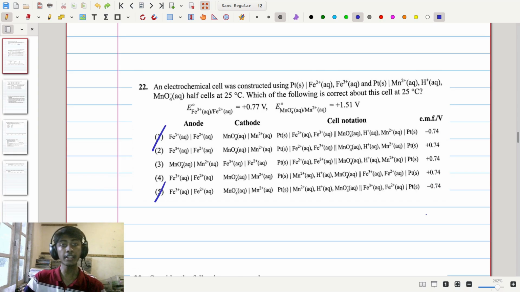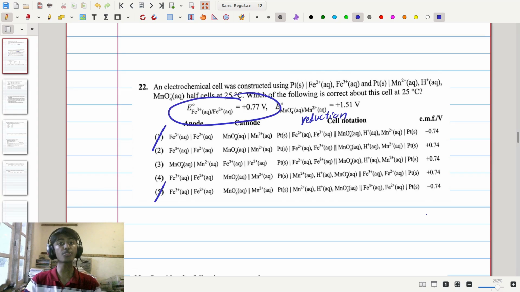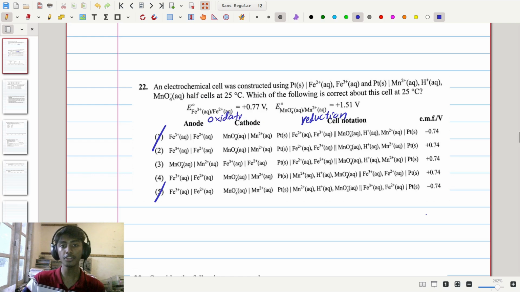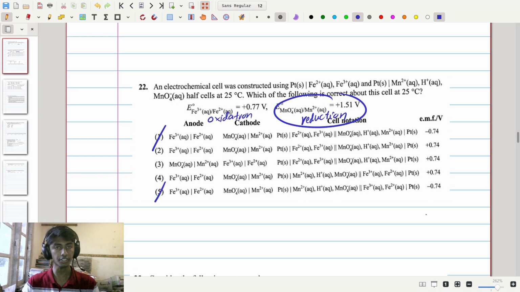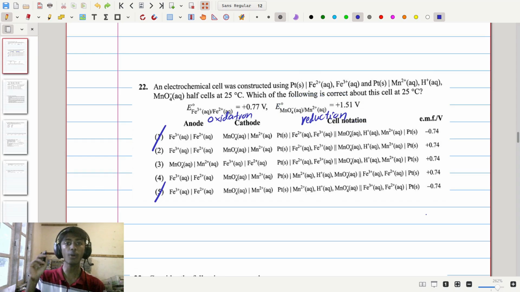Now after that, if we consider the reduction potential here, since the reduction potential of this one is higher, the reaction here of permanganate to manganese 2 plus will be the reduction reaction, and therefore the other reaction here will be forced to go in reverse and become the oxidation reaction. So this will be oxidation and this one will be reduction. Since oxidation occurs at the anode and reduction occurs at the cathode, this will be the anodic reaction and this will be the cathodic reaction.